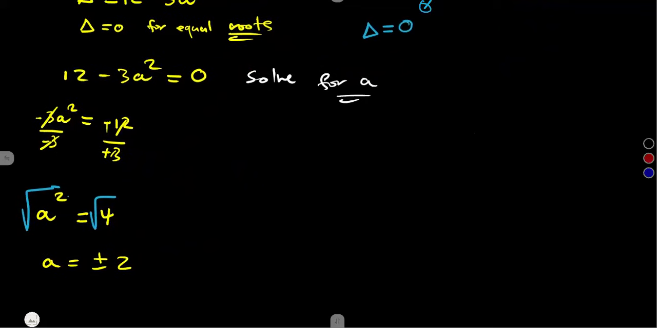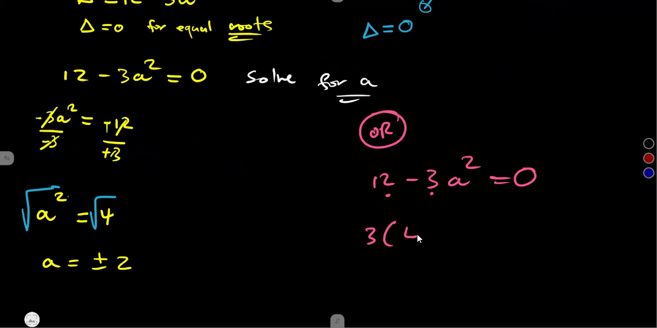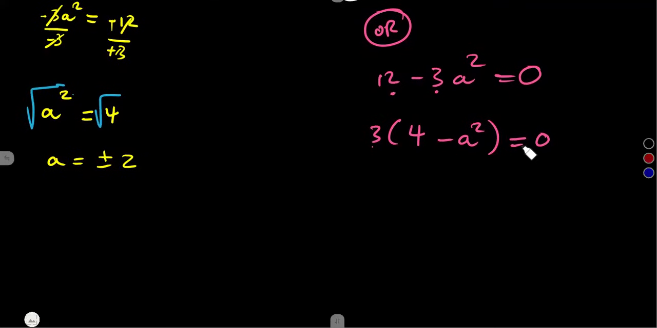Or in the same manner of solving for a, guys, we could have applied the concept that from this equation we can factorize. This is equal to 0. We can factor out 3, the highest common factor between 3 and 12. Factoring out 3, 12 divided by 3 is 4, and minus 3a squared divided by 3 is minus a squared, which is equal to 0. As we understand, guys, one of these brackets must be equal to 0, and the 3 is just a constant, so it can even cancel. We have 4 minus a squared equal to 0. 0 divided by 3 is 0, so the 3 does not affect it.